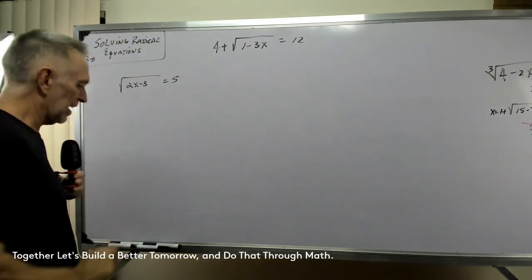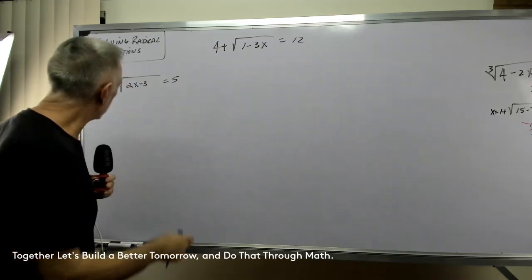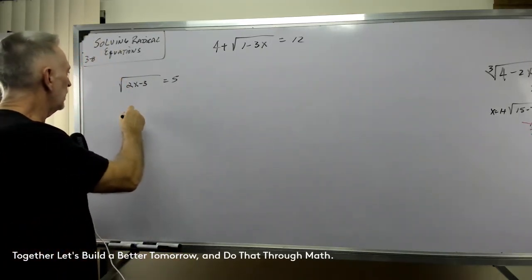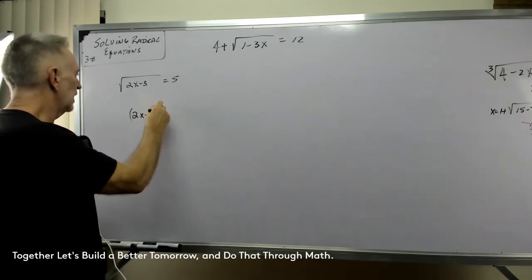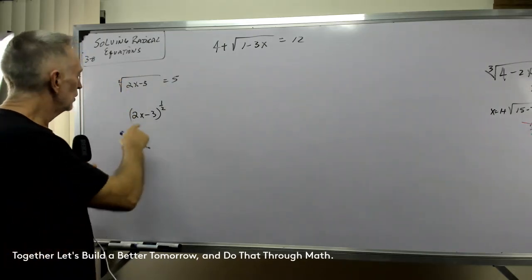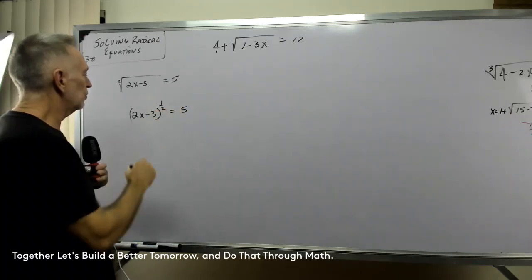So like this guy right here. Let me scoot my cable over. All right. So just like this equation, if we have 2x minus 3 and that square root sign, it's really to the nth power is 2. So it's 2x minus 3 raised to the 1/2 power, and that equals 5.